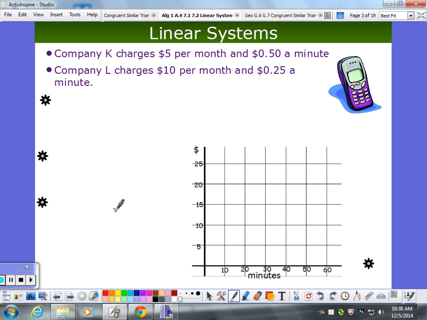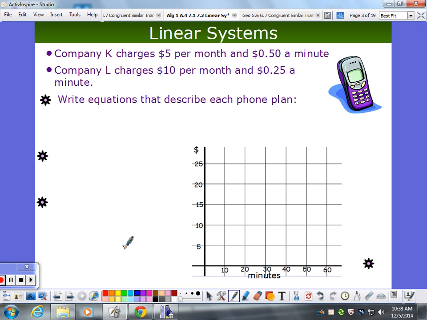I'm going to make a little graph here, but I have to think about how this works. So here are my parameters. Company K, $5 a month at 50 cents a minute. Company L, $10 a month at 25 cents a minute. So can we write equations to describe the plans? Let y equal the cost, and let x equal the minutes that I talk on the phone. Hours or minutes? Minutes. I'm talking about minutes, because they charge by minutes.